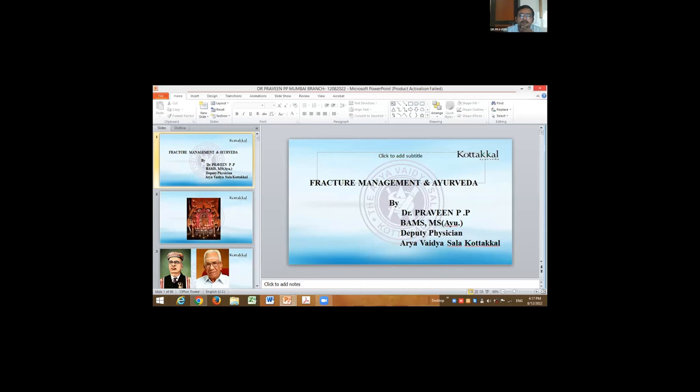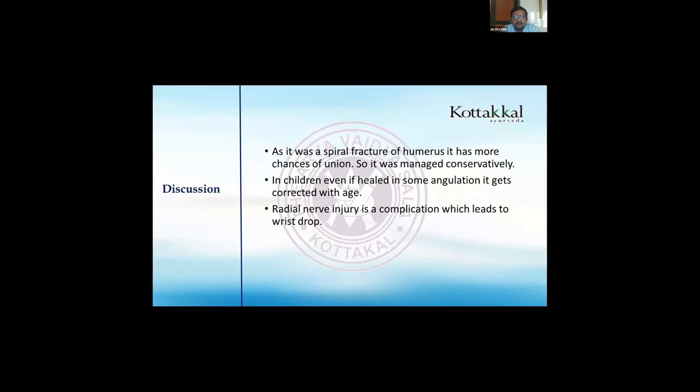Since it is a spiral fracture, the union is very good. And in children, even if it heals with some angulation, that is acceptable, and that will correct by the growth. The only thing we have to take care of is radial nerve injuries.